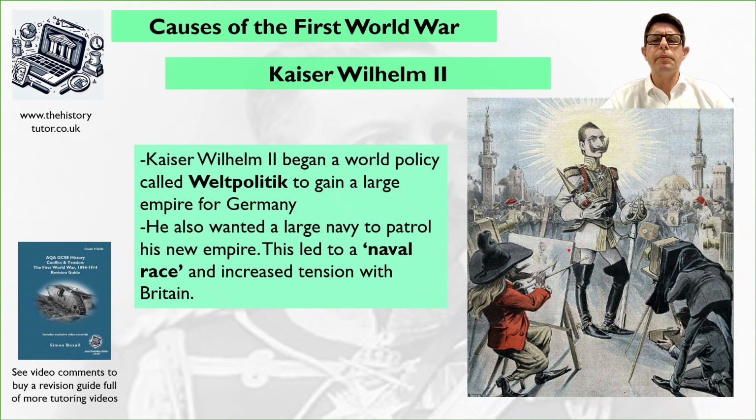So the Kaiser Wilhelm began a world policy called Weltpolitik to gain a large empire for Germany. He also wanted a large navy to patrol this empire. So this led to a naval race and rivalry and increased tension with Britain, as Britain saw themselves as the big world's imperial and naval power.